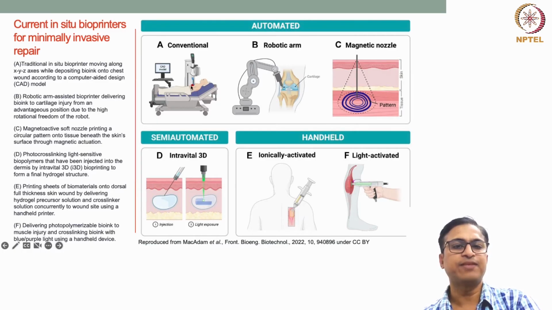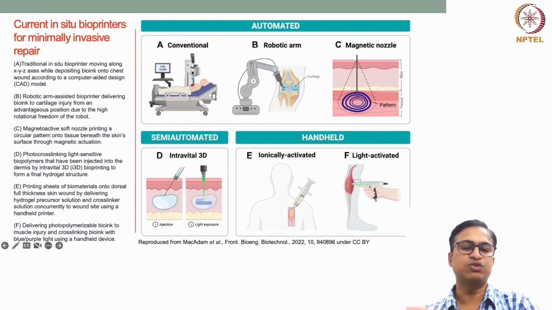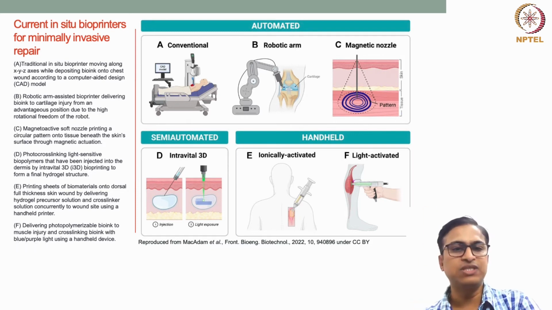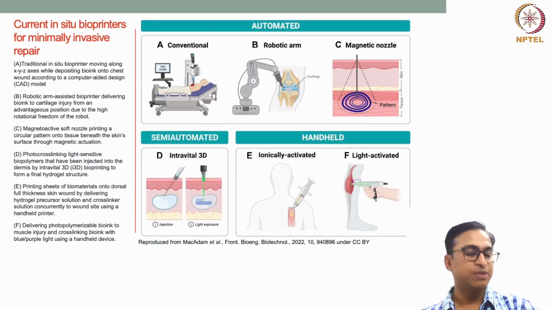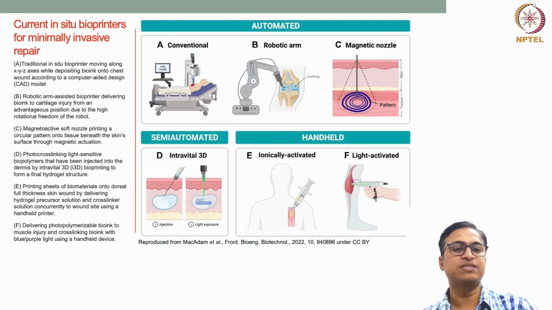Suppose there is a wound in the chest. With a conventional bioprinter that moves in XYZ directions, we can deposit the structure directly on the wound bed. So this kind of conventional bioprinter can be used when the wound is present on the surface of the body, like skin, that is easily accessible by the bioprinter. For that kind of application, the conventional bioprinter can very well be applied.